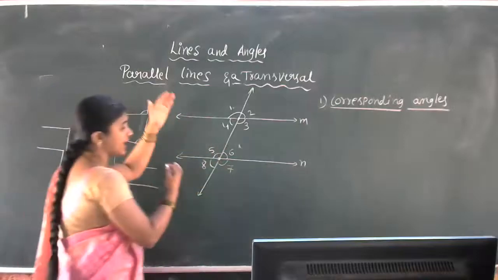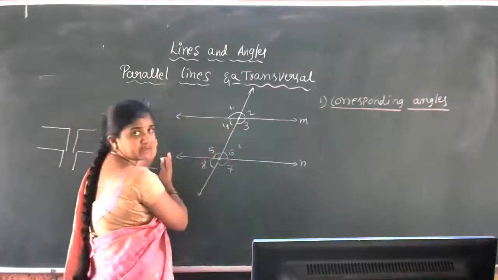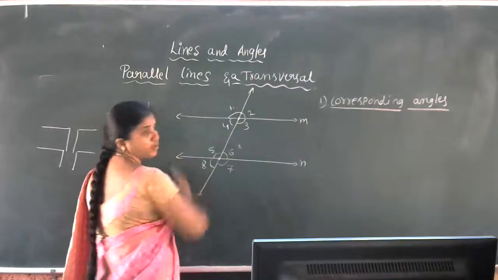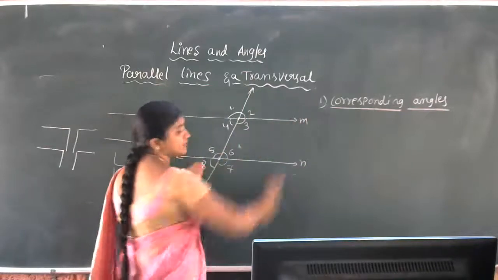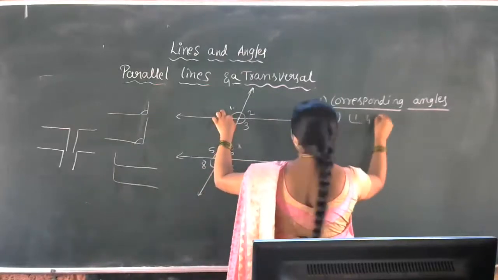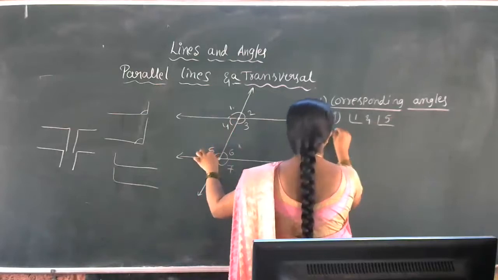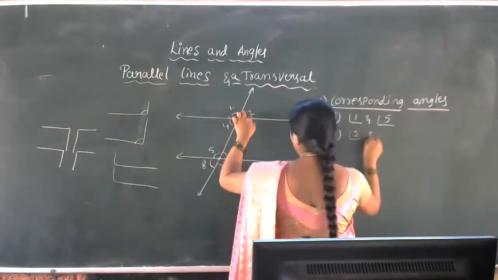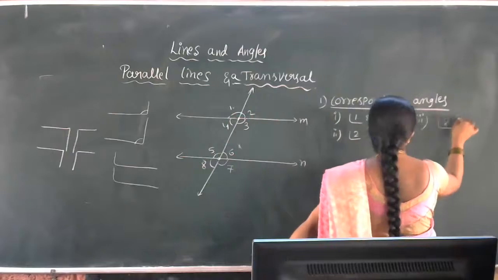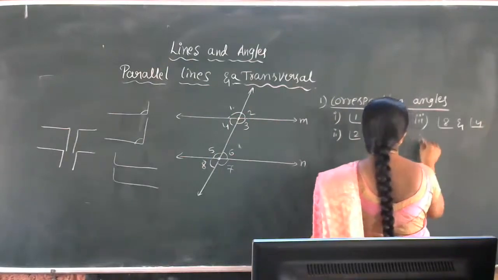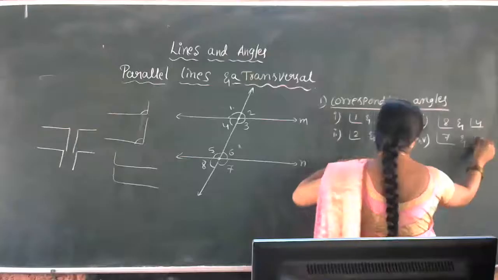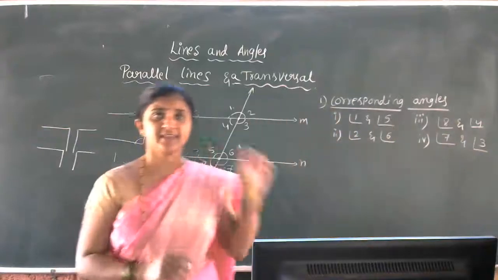So, can we list out the angles now? Angle 1 and angle 5, first pair. Angle 2 and angle 6, second pair. Then angle 8 and angle 4, third pair. Angle 7 and angle 3, fourth pair. So, we'll write this. First set is angle 1 and angle 5. Second set is angle 2 and angle 6. Third set is angle 8 and angle 4. Fourth set is angle 7 and angle 3. Correct, students? Is it right?